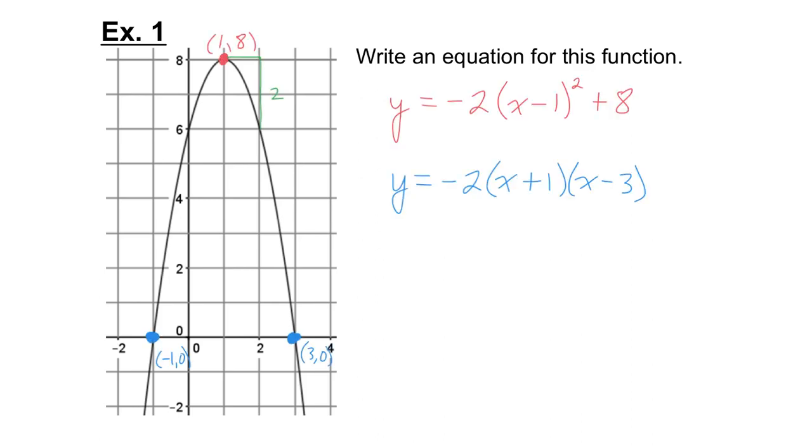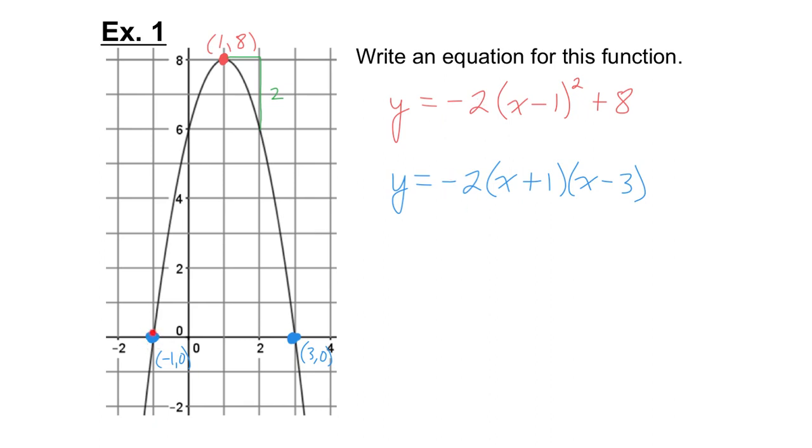For this one, you might have got one of these two answers. If you looked at the vertex, you could make the vertex form equation, but if you looked at the x-intercepts, you can make the factored form equation. Notice that the a value is the same in both. We got that by noticing we're opening down, so it's negative. And the first step is 2. So a is -2 in each case.